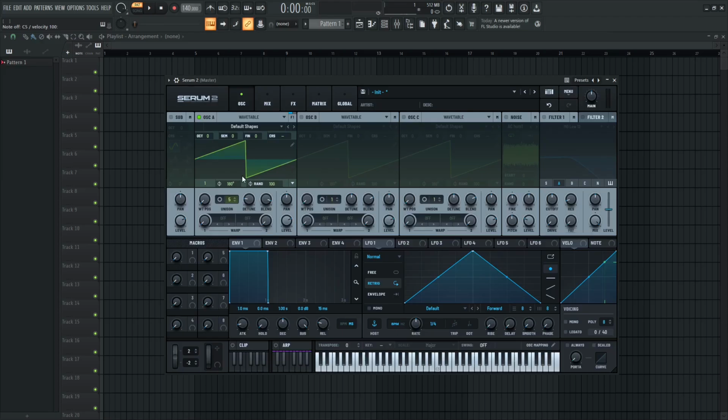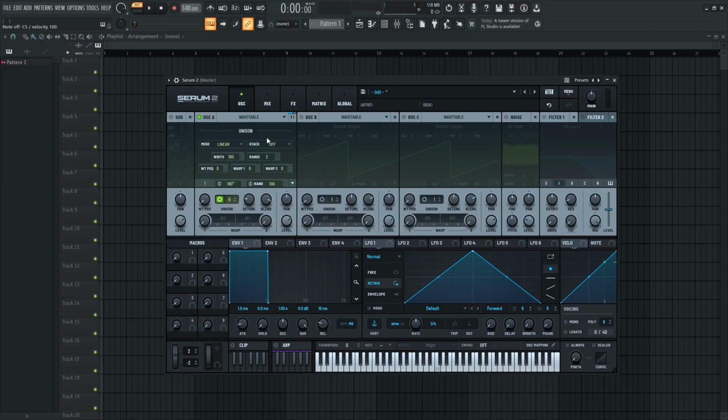In Serum 2, you can actually do a little bit more than that. You have this cogwheel here. You can change the settings of unison, which lets you do different things. I won't get too much into that, but I think the most interesting one is this mode here, where you're effectively changing what rules the lines should be spaced by. Right now this is in linear mode, which means that the lines are equally spaced from each other.